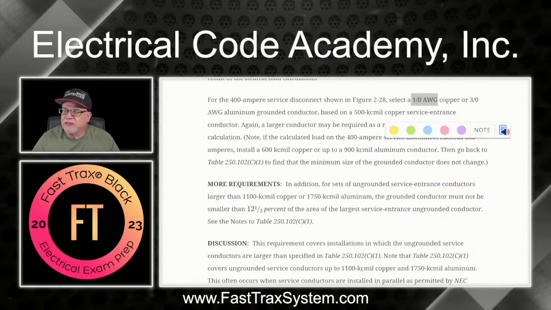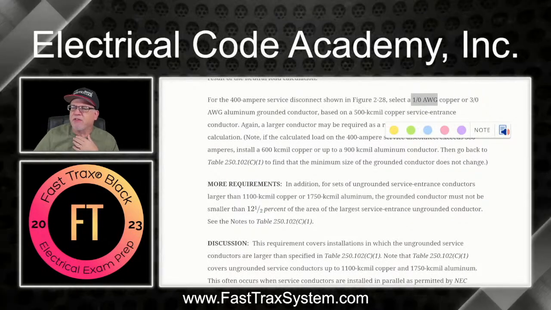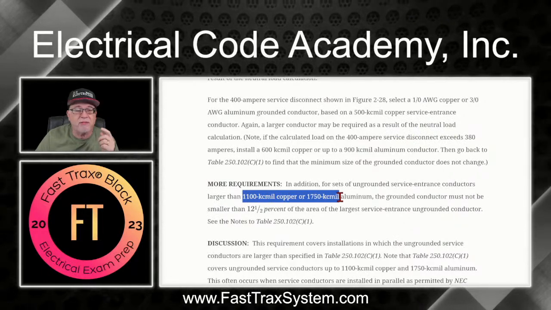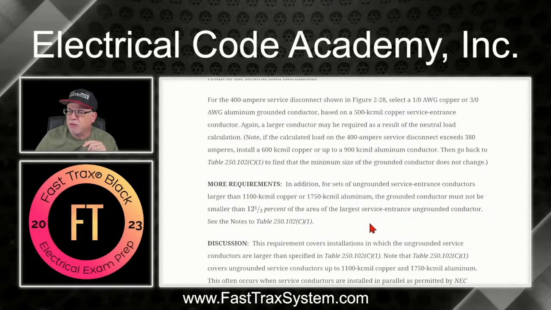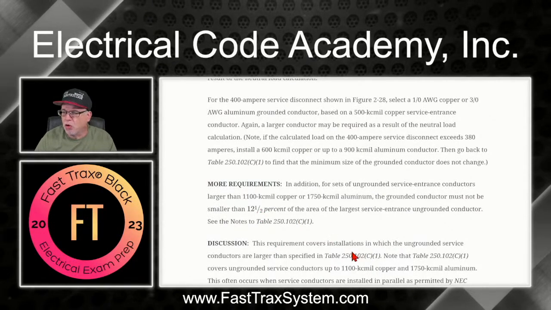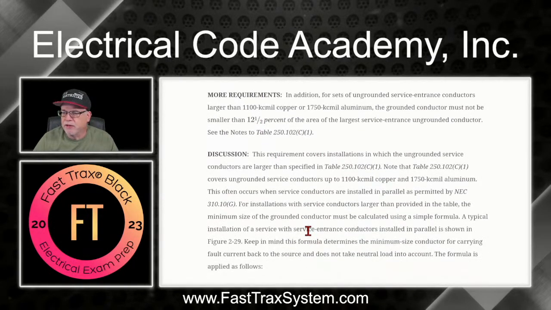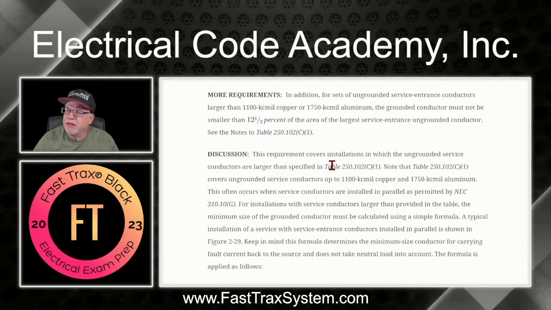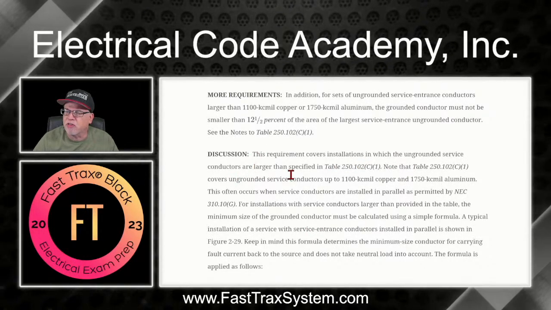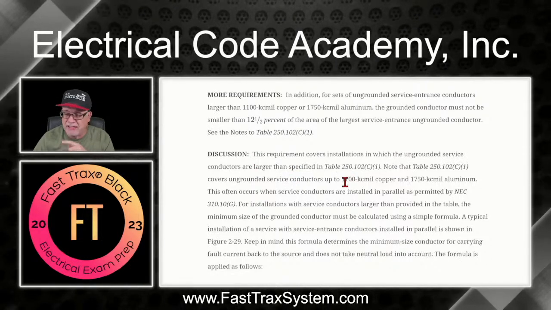So more requirements. It says, in addition, for sets of ungrounded service entrance conductors larger than 1100 kcmil copper or 1750 aluminum, the grounded conductor must not be smaller than 12.5% of the area. We talked about that. So we'll do an example here or illustrate that, and maybe I'll give you a mental picture. Now, this requirement covers installations in which the ungrounded service conductors are larger than specified in this table. Okay, that's when this kicks in.